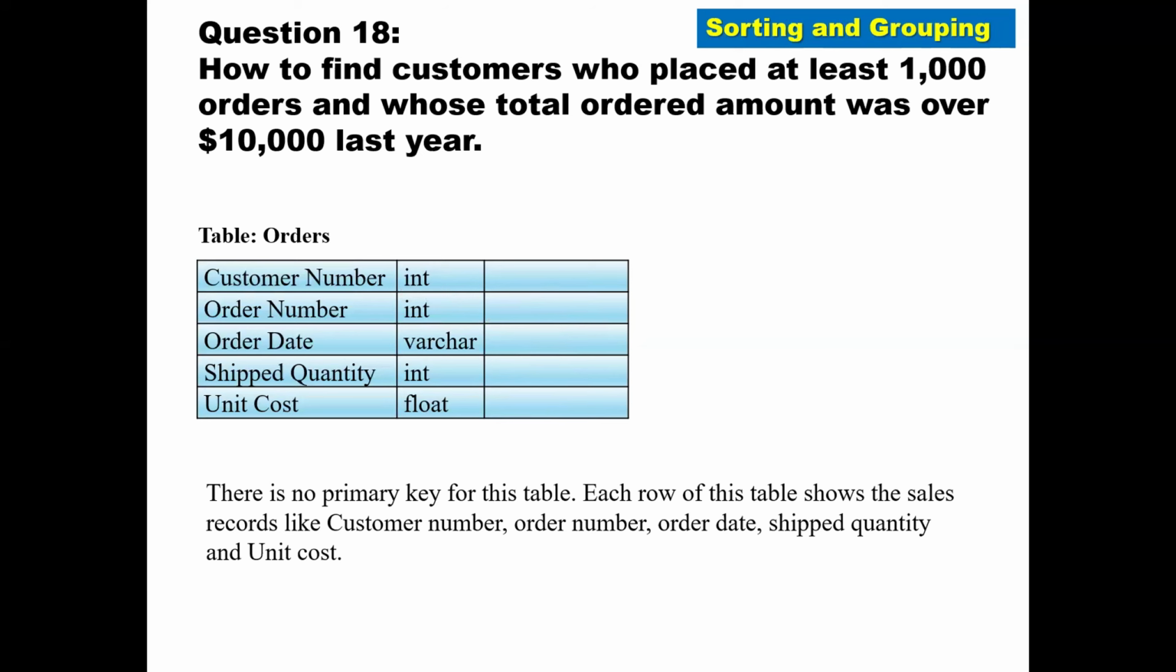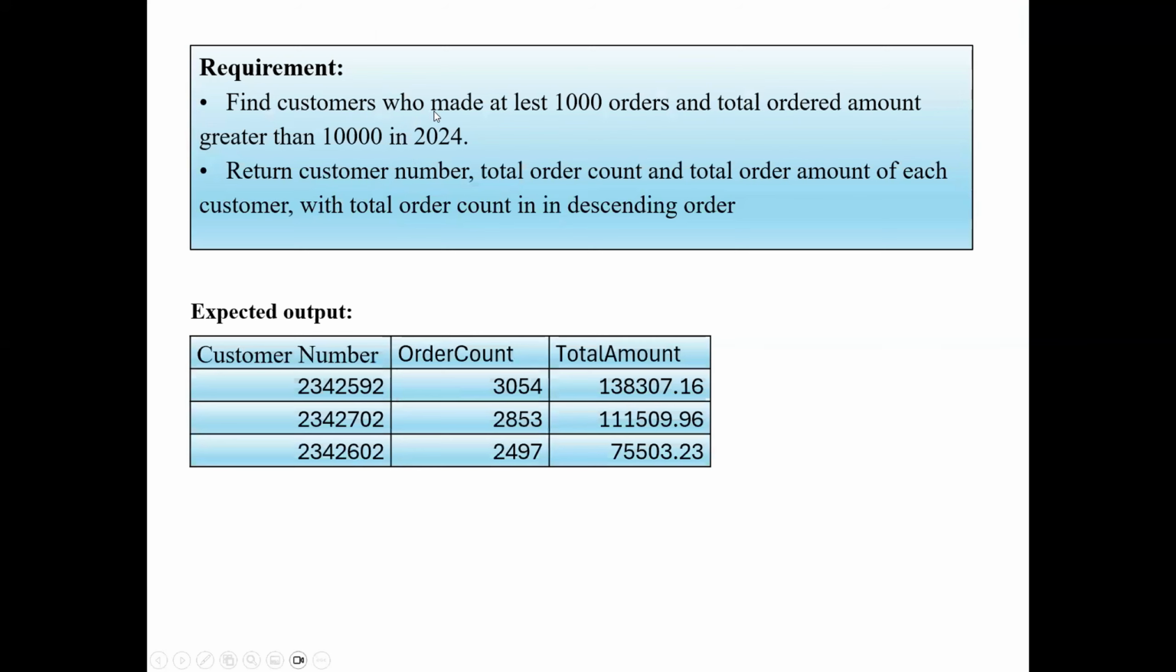Here's what we need to do. Filter the orders to only include those placed in 2024. For each customer, calculate total number of orders, total ordered amount, which is shipped quantity multiplied by unit cost. Only return customers who placed at least 1,000 orders, spent more than $10,000. And finally, sort the results by order count in descending order. The expected output should be like this.